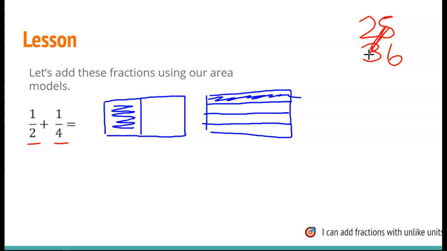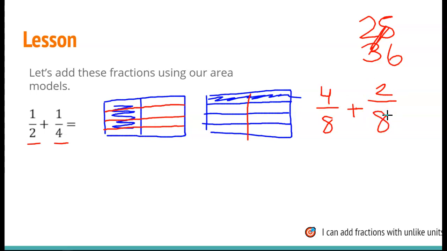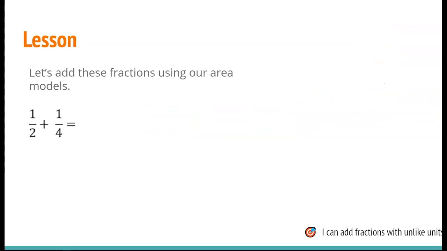I can mirror my fourths on here. 1, 2, 3. Okay, so there's my fourths, and I can see that 1/2 is the same as 4/8, right? And then I can mirror my half on here, and I see that 1/4 is the same as 2/8, right? So all I'm doing is renaming them, and then I get my total of 6/8. 1/2 plus 1/4 is the same as 6/8. Let's look at another one, and then I'm going to give you one to do by yourself.